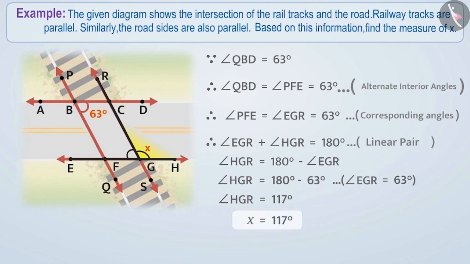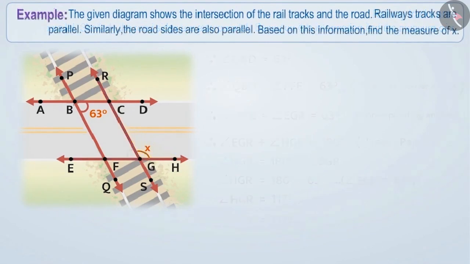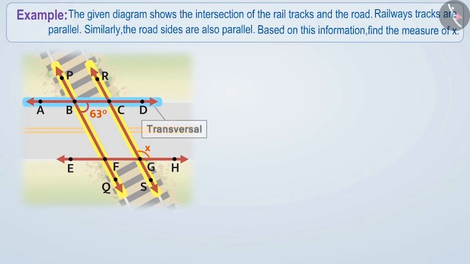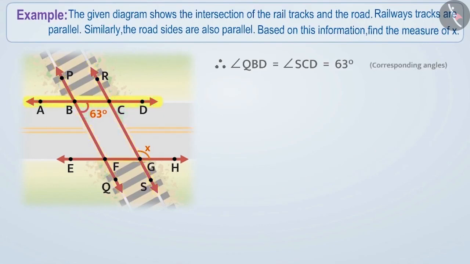We can also solve this by a different method. For example, here line PQ and line RS are parallel and the line AD is their transversal line. We can say that angle QBD is equal to angle SCD is equal to 63 degrees because they're corresponding angles. Similarly, lines AD and line EH are parallel and RS is their transversal line.